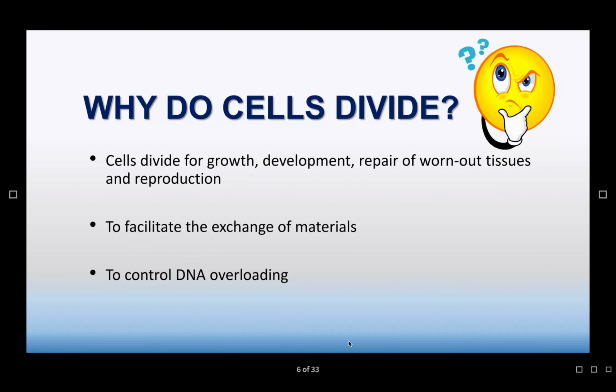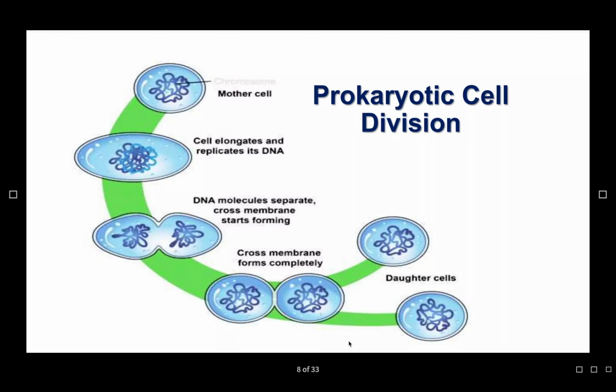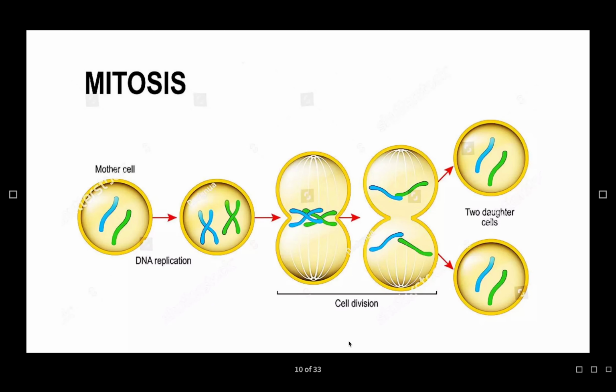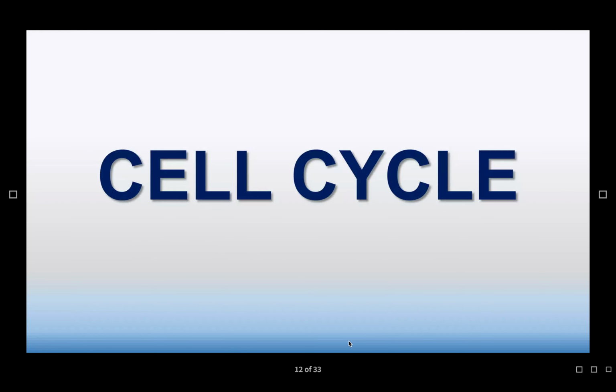Now, we talk about the major steps: the DNA, the nuclear division, then the cytoplasmic division. So let's go to mitosis proper. Now, in mitosis, we have what we call the cell cycle. We have what we call the cell cycle.